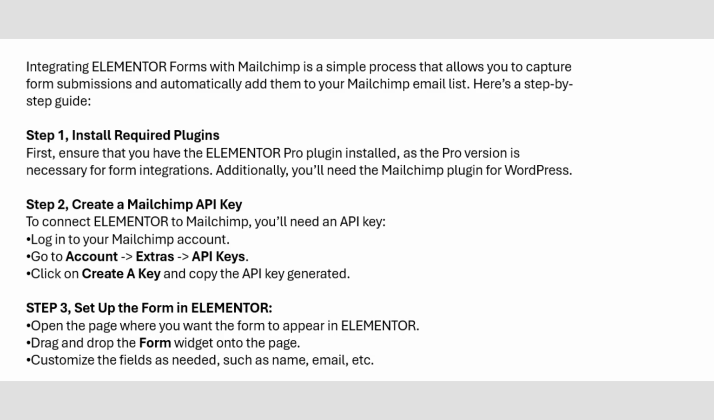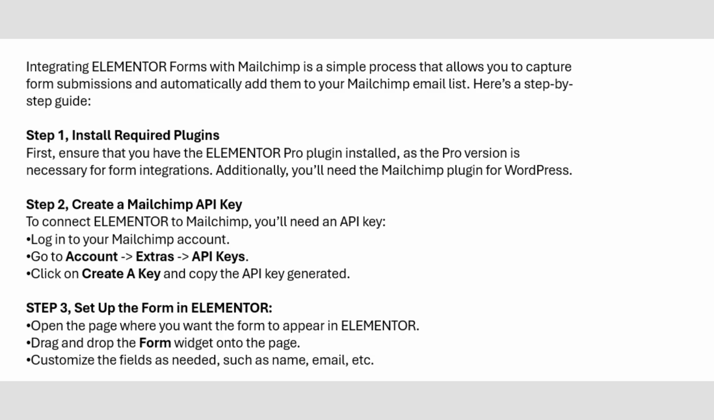Here is a step-by-step guide. Step 1. Install required plugins. First, ensure that you have the Elementor Pro plugin installed, as the Pro version is necessary for form integrations. Additionally, you'll need the Mailchimp plugin for WordPress.